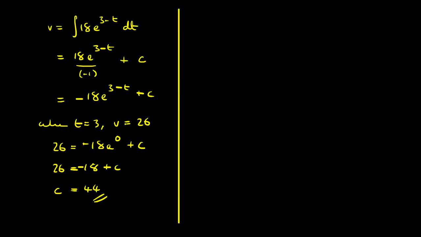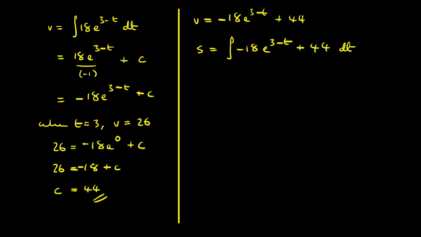That means that we can state that the velocity is equal to minus 18 e to the power of 3 minus t plus 44. So now if we want to find the displacement, it is the integral of velocity. So we're integrating negative 18 e to the power of 3 minus t plus 44 dt. And if we integrate that, we're going to integrate in effectively the same way as before, which means we've got to divide again by negative 1. We integrate 44, we get 44t, and we got another constant here, which I'll call d.